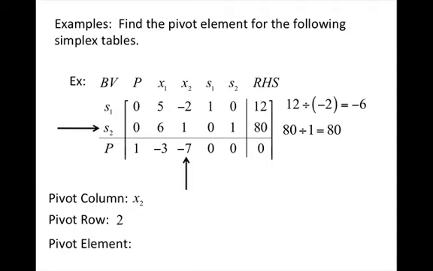Now for my pivot element, the number that's in row 2 and the x2 column is a 1. So my pivot element is 1.